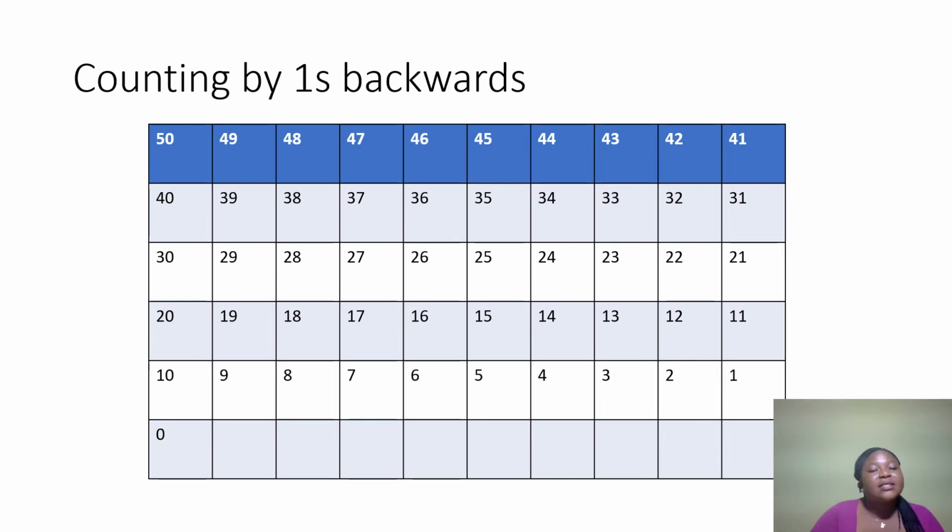So now our first number on the chart is what? 50. If we were counting forward, it would have been 1. But since we are counting backwards, it's 50. So we have 0 down there, then 1, 2, 3, up to 50.